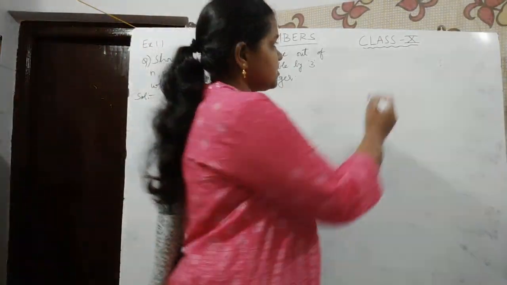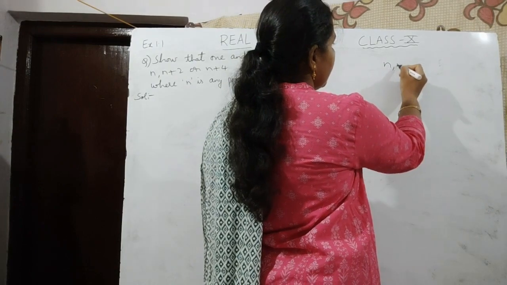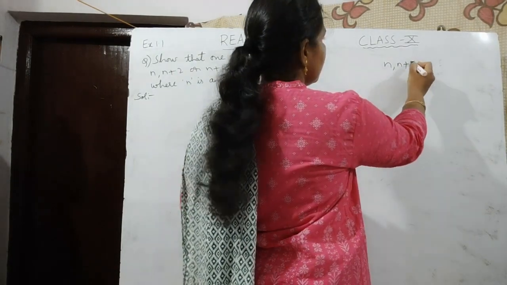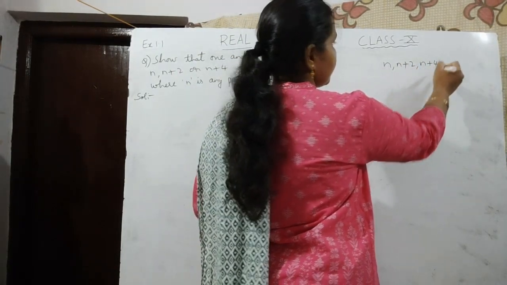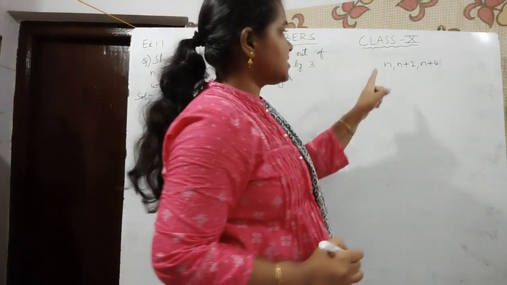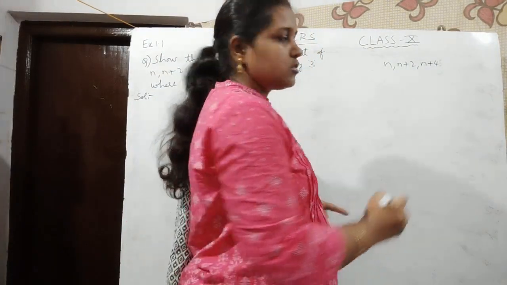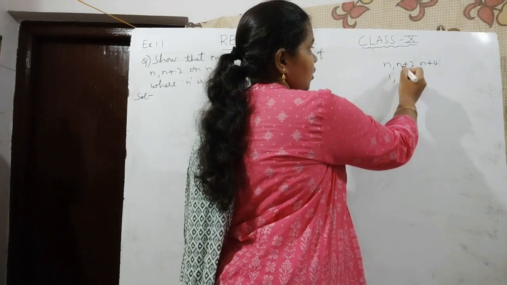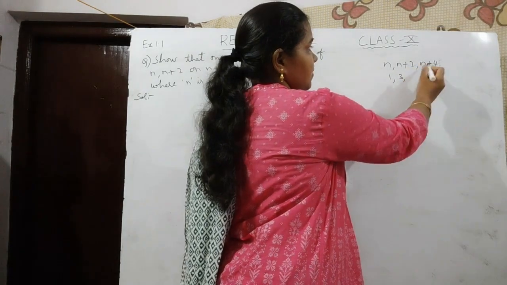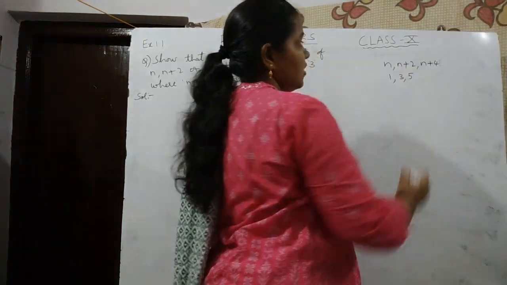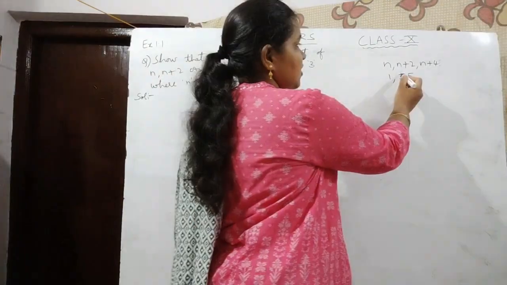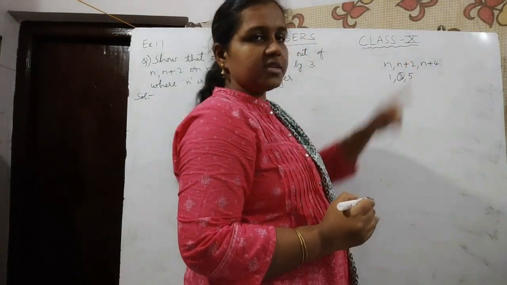So here, if you observe n, n plus 2, n plus 4. Suppose we take n equal to 1. So what will I get? 1, 1 plus 2 is 3, 1 plus 4 is 5. If I put n equal to 1, only this 3 is divisible. That is, n plus 2 is divisible.